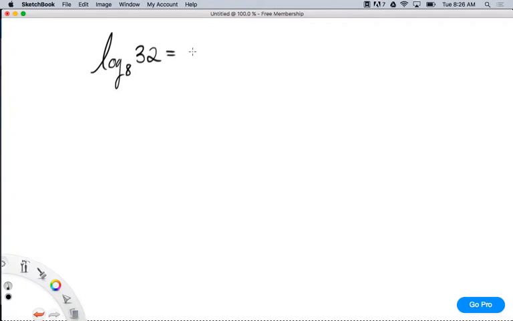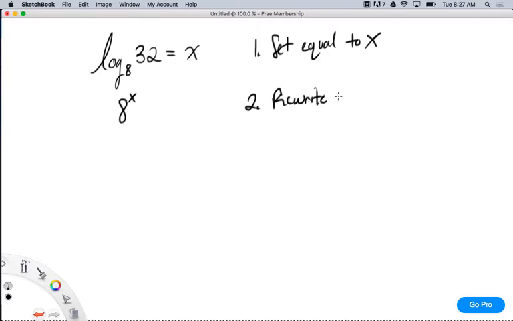This is the process, if you guys remember. We set it equal to x. So the first is set it equal to x. Second part is rewrite in exponential form. And for this you do, remember the whole pinky thumb thing. 8 to the x equals 32. So 8 to the x equals 32.